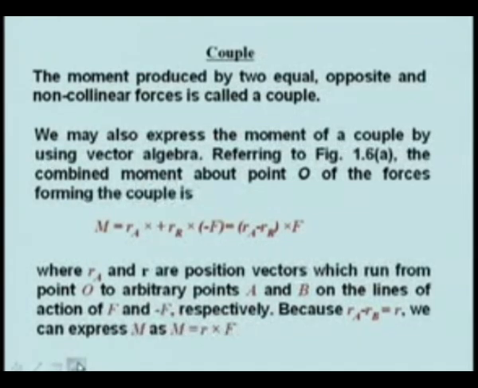Now, we discussed couple. The moment produced by two equal, opposite and non-collinear forces is called a couple. We have two equal and opposite forces, but they are non-collinear, they are not acting in the same line, therefore they will produce a couple. They will have a tendency to rotate the body. Their net resultant is 0, because if we add them, we will get 0.